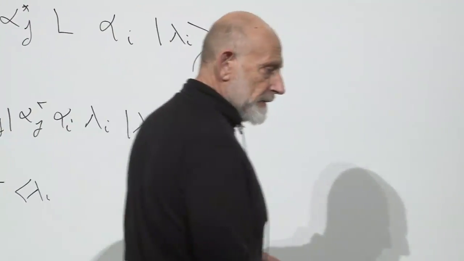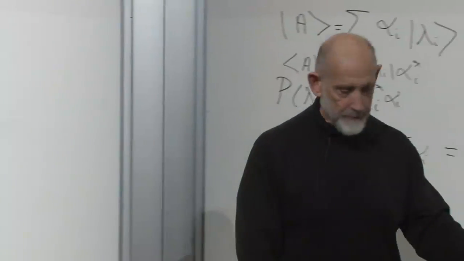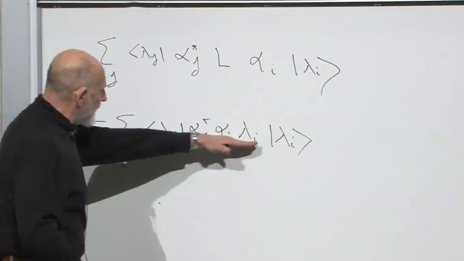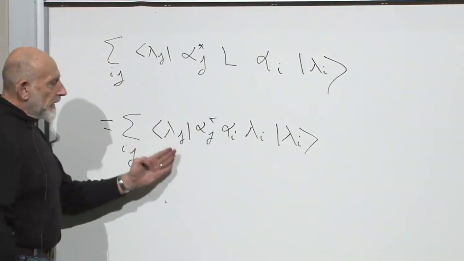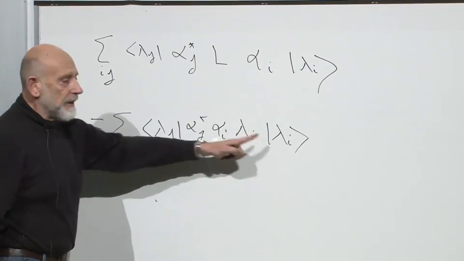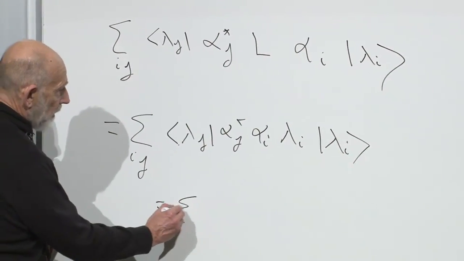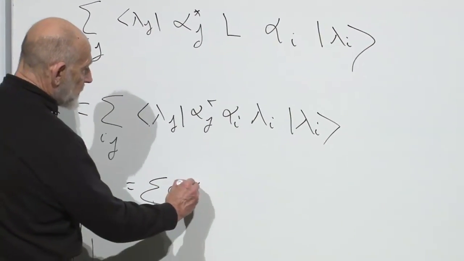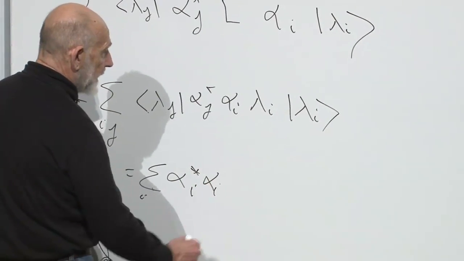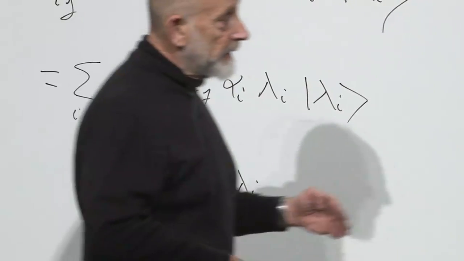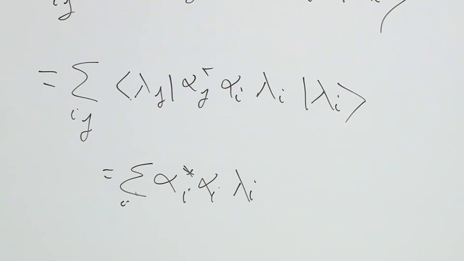Let's cut through some of the steps. If j is not equal to I, you get nothing. If j is equal to I, the inner product is just 1. So this just becomes the sum over I, alpha star I, alpha I, lambda I, which is exactly what we have over here.